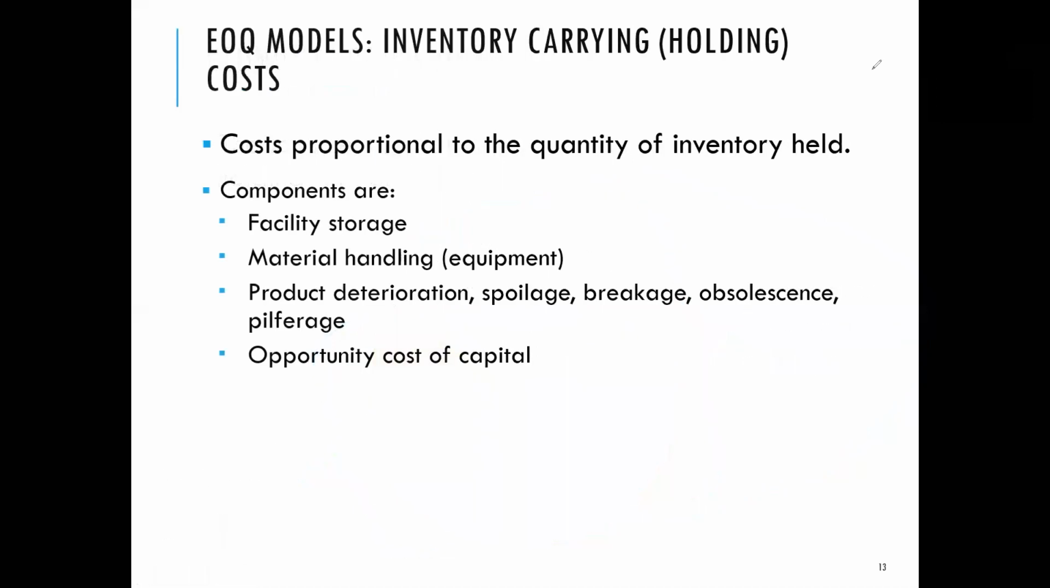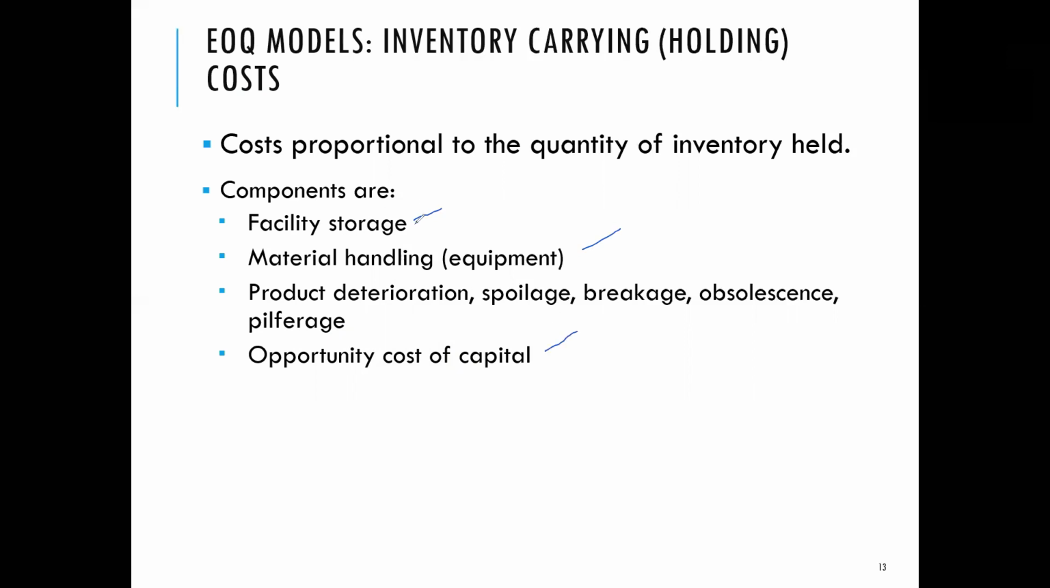Now, as I said, there are three different cost components of inventory. The first one is inventory carrying cost, also called holding cost. This cost is proportional to the quantity of inventory held. The more inventory you have, the higher your holding cost. The components of this are the storage cost, the handling cost, and the opportunity cost of capital.